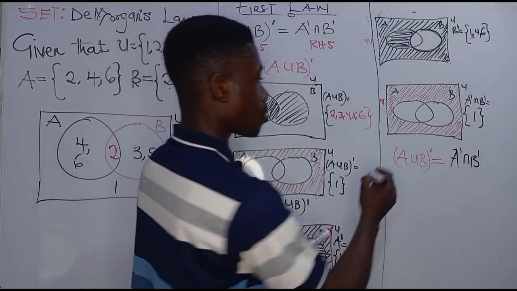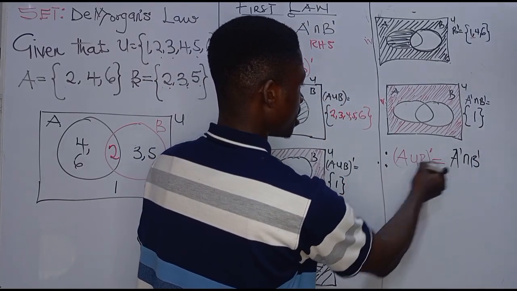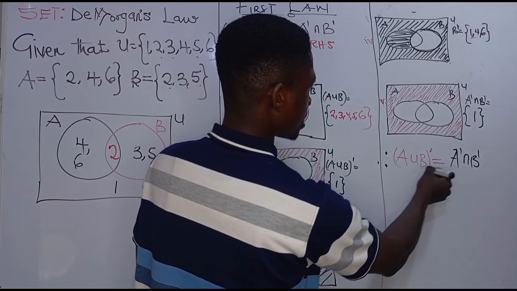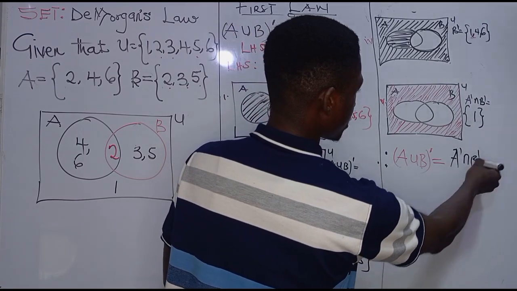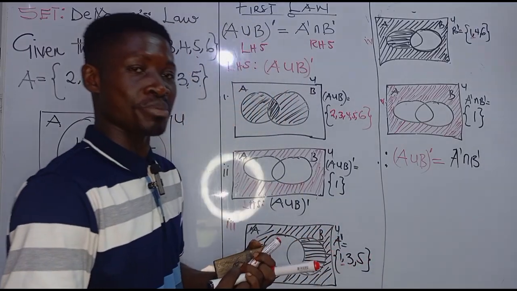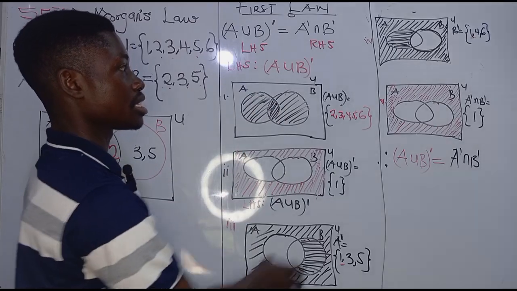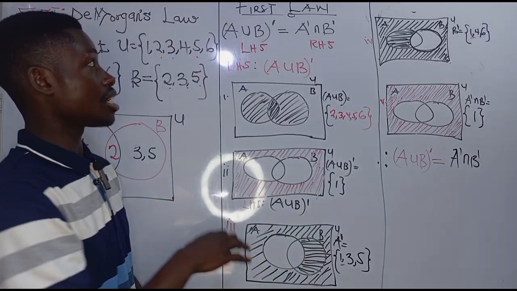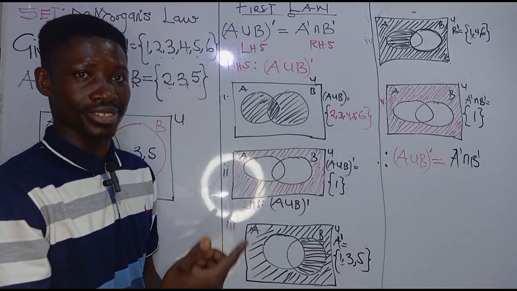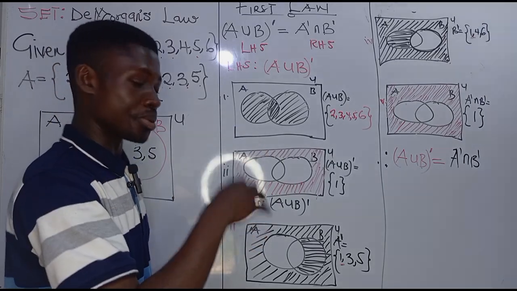So therefore, we can conclude and say that the complement of the union of two sets is the same as what? The intersection of their complements. So this is how we verify De Morgan's law using what? The Venn diagram. Now that we are done with the first law, let's look at the second law.